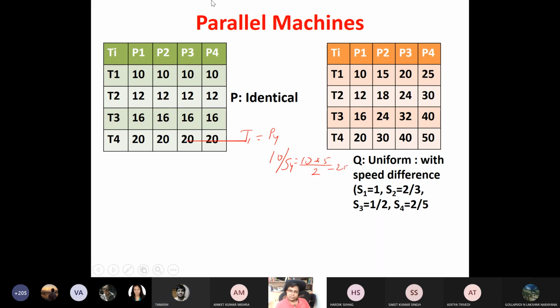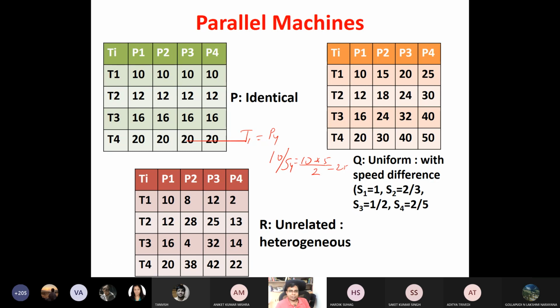These tasks are T1, T2, T3 and T4. If you execute on P1, the times are 10, 12, 16 and 20. If you execute on P2, the execution time will increase proportionally. The speed is 2 by 3, so the execution time increases by 3 by 2, that is 1.5 times. So 10 increases to 15, 12 to 18, 16 to 24, and 20 to 30. Similarly, P3 speed is half, and speed being half means execution time will double. So this is the example.